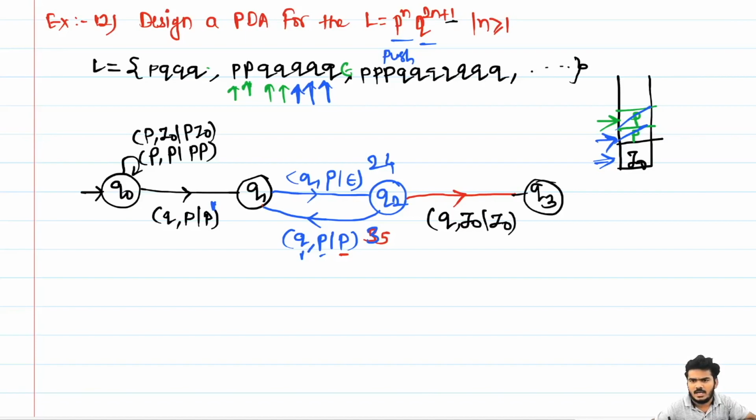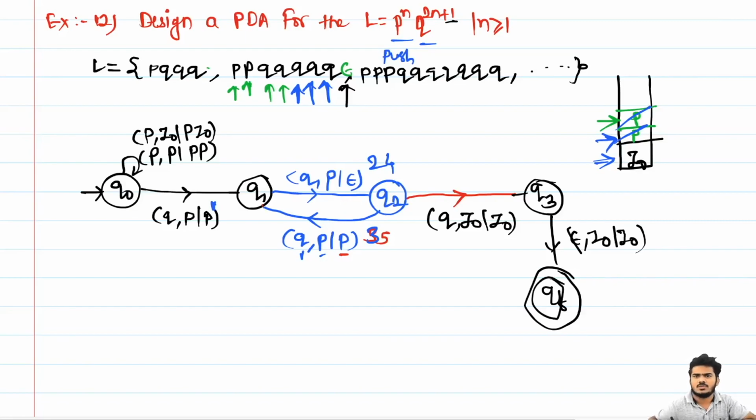And finally at Q3, I am left with input as epsilon and the top of the stack is Z0. Then I will put that Z0 back as it is and I will move to the final state, that is QF. Okay, so this is the PDA for this particular language. Okay, let's see another one.